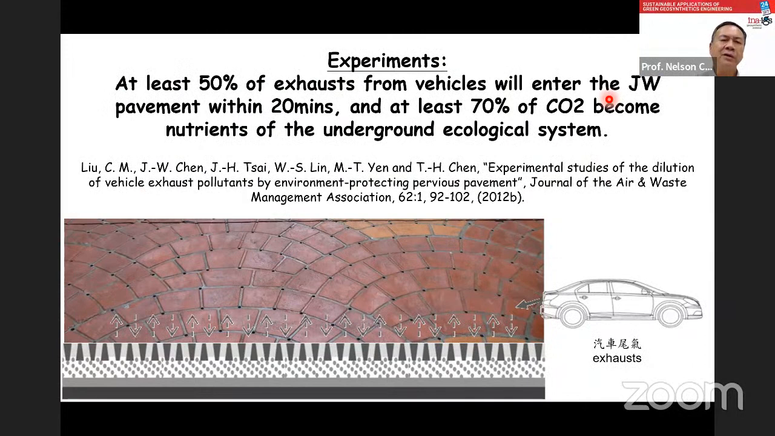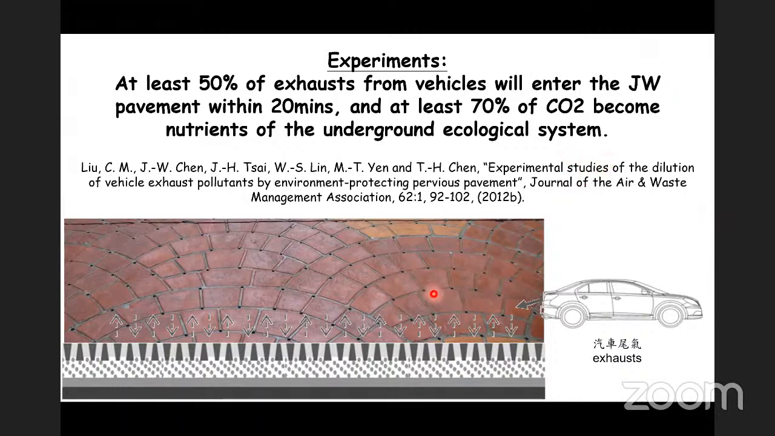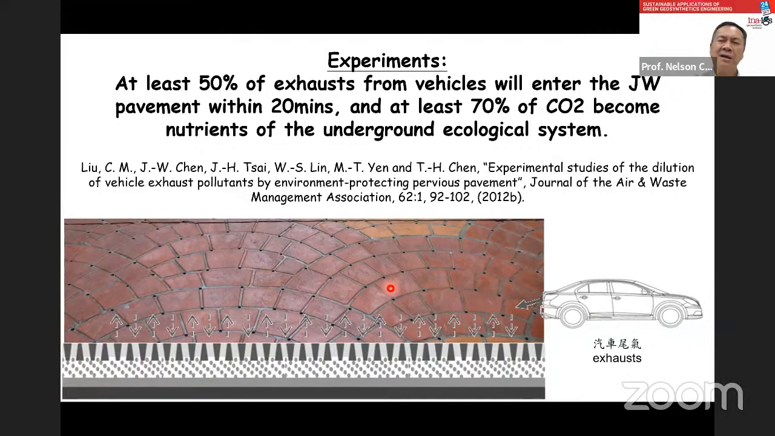Professor Liu of Taiwan University did some testing. He put a car to see how the exhaust goes. Can the exhaust get into those holes? He found out that at least 50% of the exhaust from the vehicle will enter the JW pavement within 20 minutes, and at least 70% of the carbon dioxide becomes nutrient of the underground ecological system. So this is very important because by using this technique, we can reduce the carbon dioxide emission generated by vehicle exhaust.